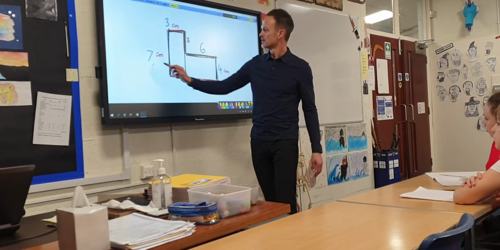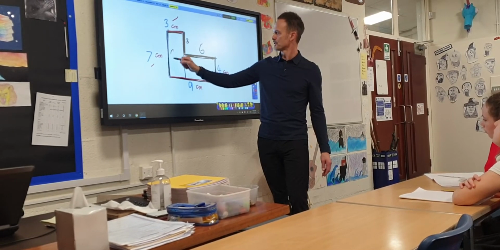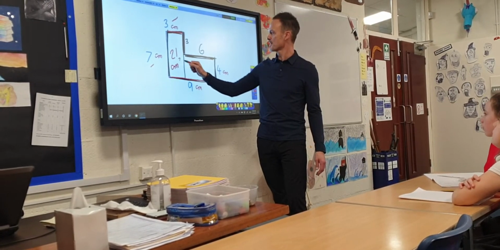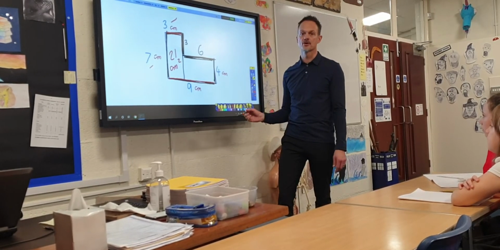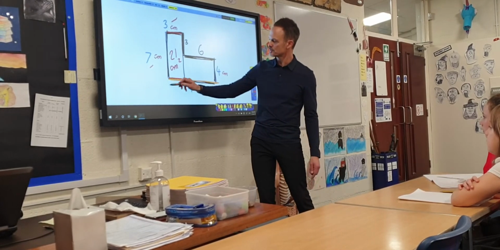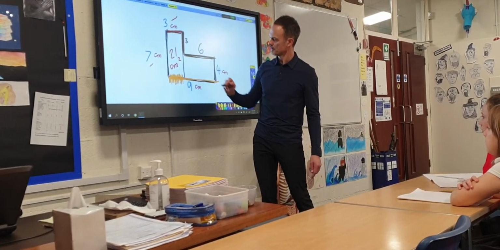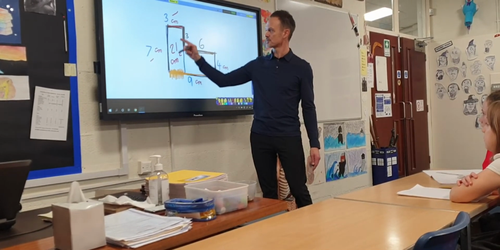So, we got 7, we got 3, Coop, 7 times 3? 21. 21 centimetres squared going in there. Our other rectangle, have we got the measurements? Yes. The only thing to be careful of here is do not use this 9. This 9 includes this, and we've already used that because we did 7 times 3. This is part of this rectangle.